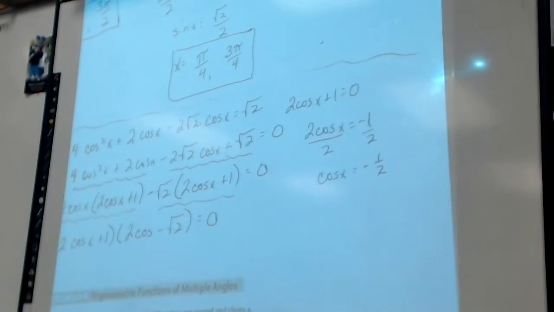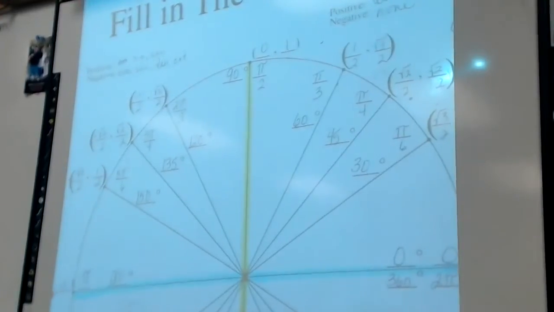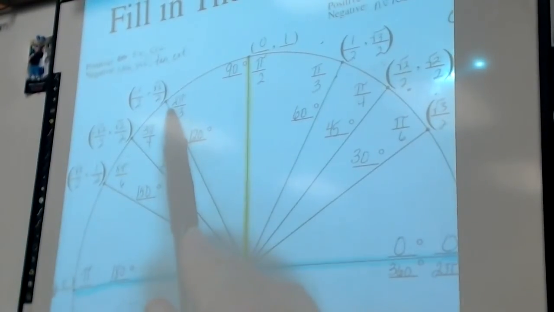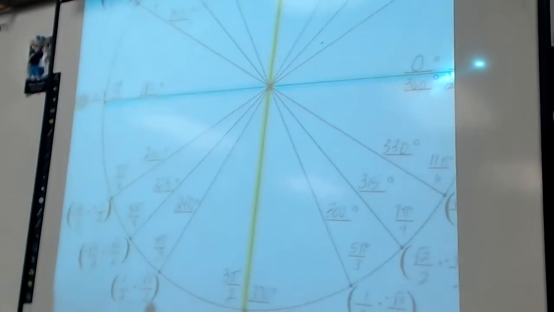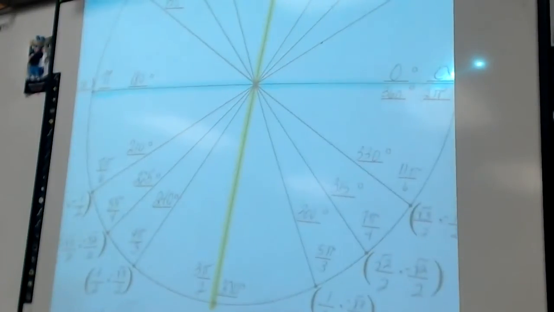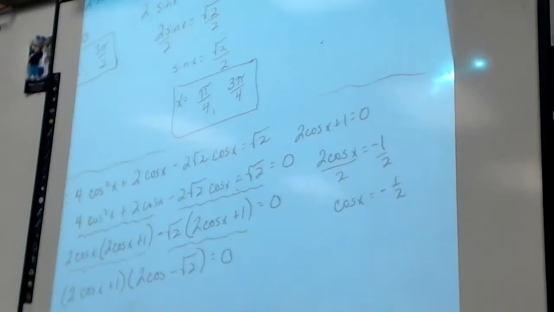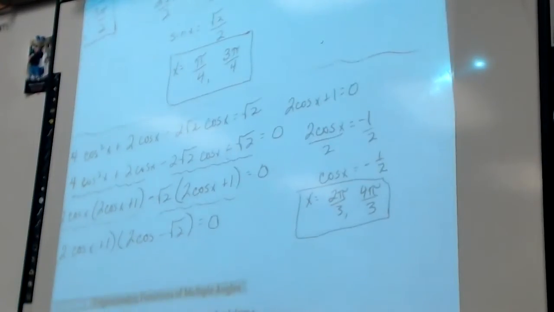So look at your unit circle. Now what are you looking for? Where are you looking for a 1/2? X. And you want a negative 1/2. 2 pi over 3, and 4 pi over 3. Isn't that right? So x equals 2 pi over 3 and 4 pi over 3. It's part of our answer.